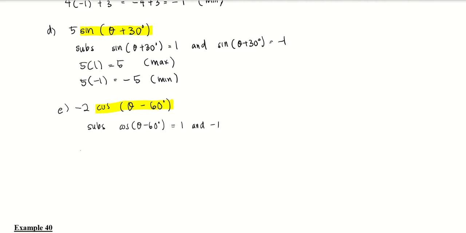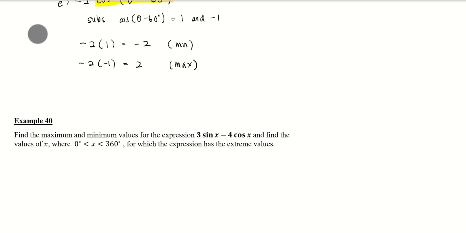Okay, so we get negative 2 times 1, which is negative 2. Negative 2 times negative 1, which is 2. So this is the minimum value and this is the maximum value. Alright, so that's how we find the maximum and minimum value. Just substitute 1 and negative 1. Alright, so let's take a look at example 40.